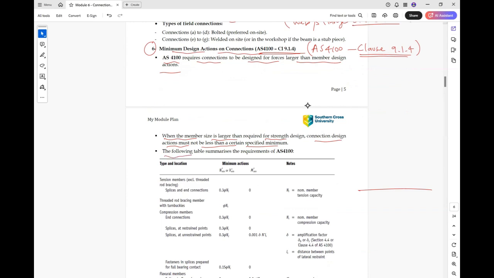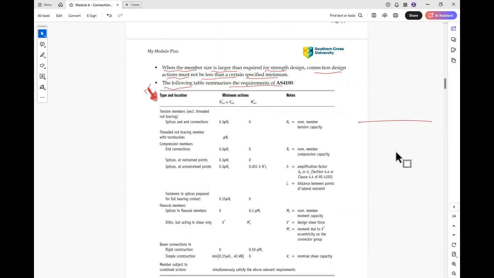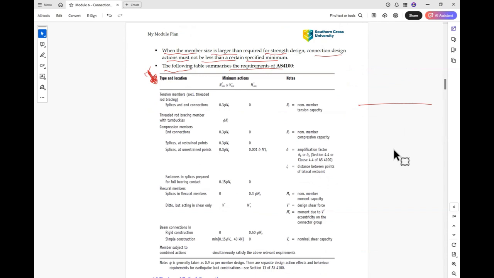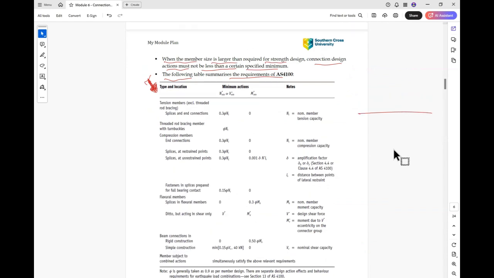Okay, the following table summarizes the requirements of the standard. In this table, we just have a look at the requirements and then we will design the connection in detail in the next part. So here, for tension members, the splice and end connection, the minimum action to be designed for is 0.3 phi Nt, where Nt is the nominal member tension capacity of the member.